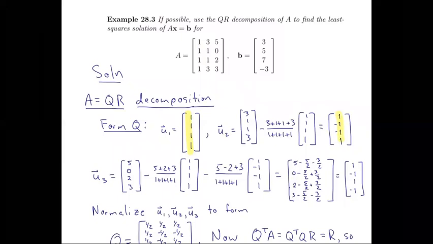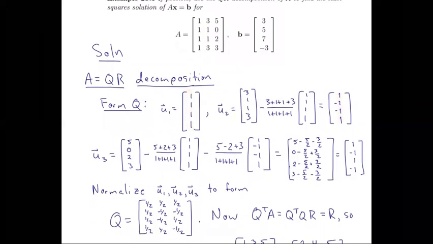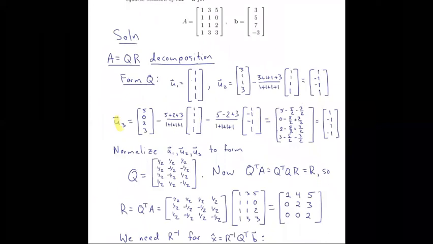You might want to double check along the way that these two vectors are orthogonal to each other by taking their inner product and seeing that that's equal to 0. So far, so good. Now to find U3.